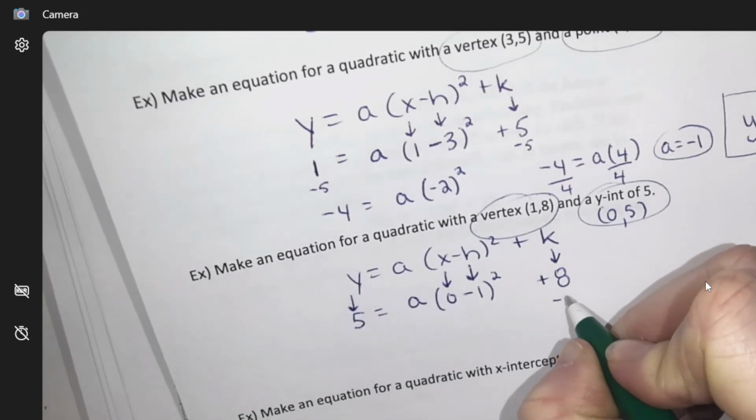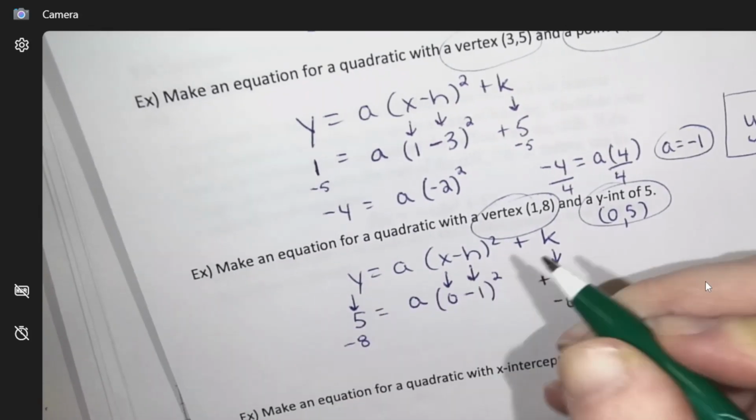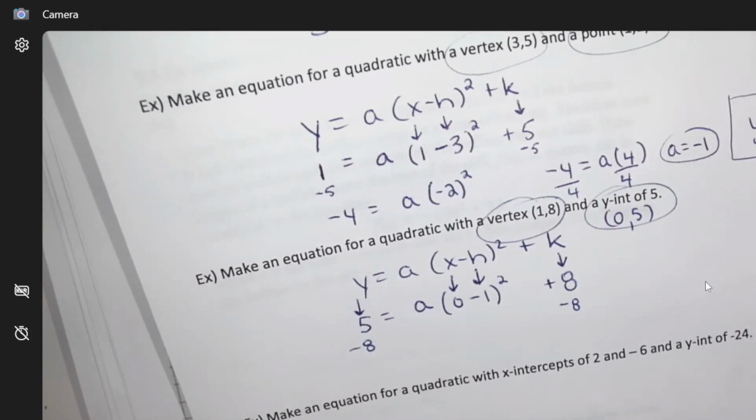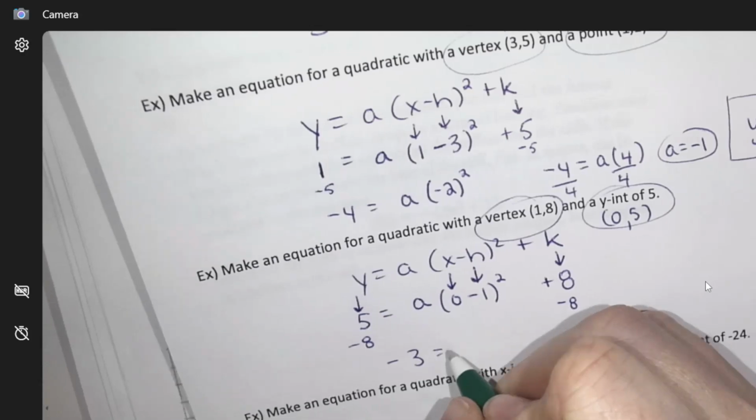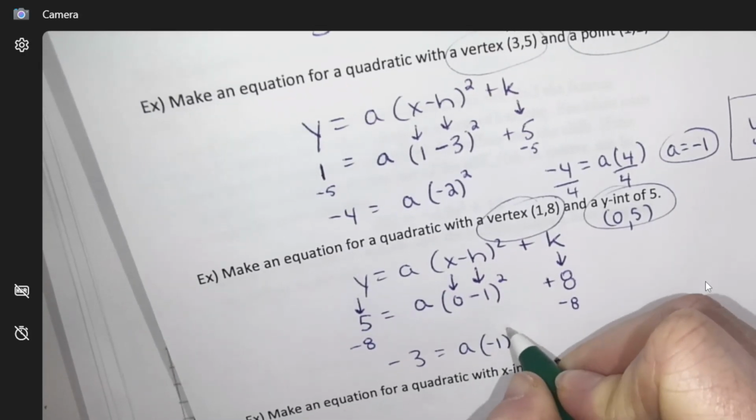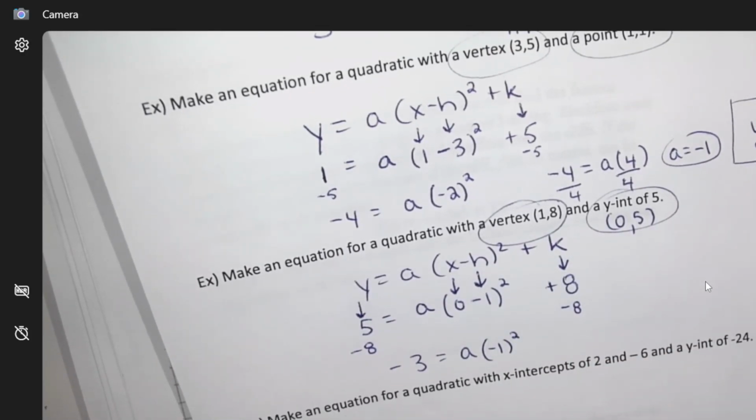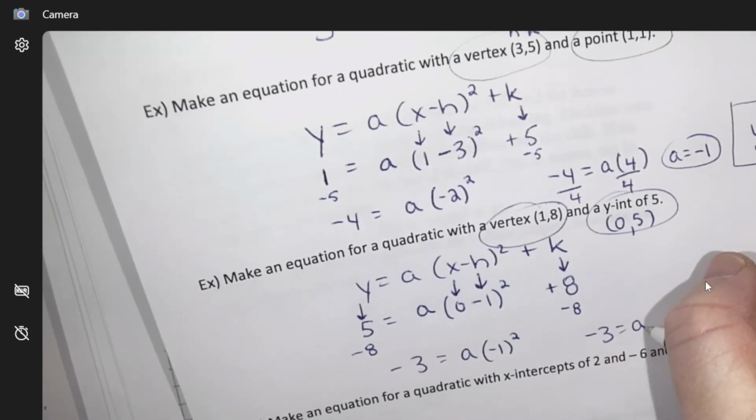Okay, here we go with the algebra stuff. I'm going to -8. Any number squared, positive or negative, doesn't matter. Any number squared is positive, so please keep that in mind all the time.